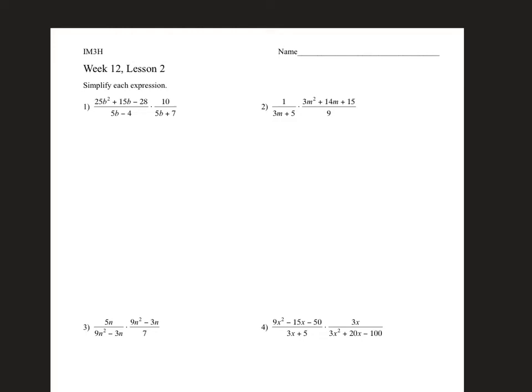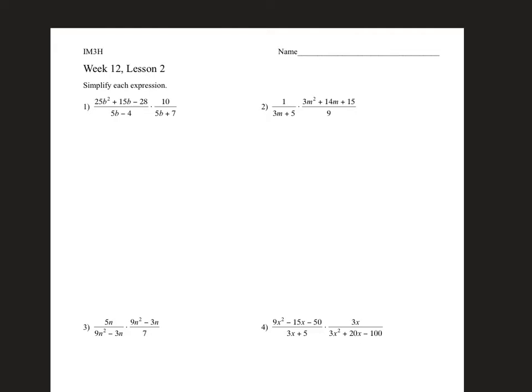All right, guys, so this is week 12, lesson 2. This is on specifically multiplying rational expressions. Multiplying because every problem on this entire worksheet has multiplication. Rational because the things that you are multiplying look like fractions. That's what rational means. It's like a ratio, a fraction. And expressions because there is no equal sign.